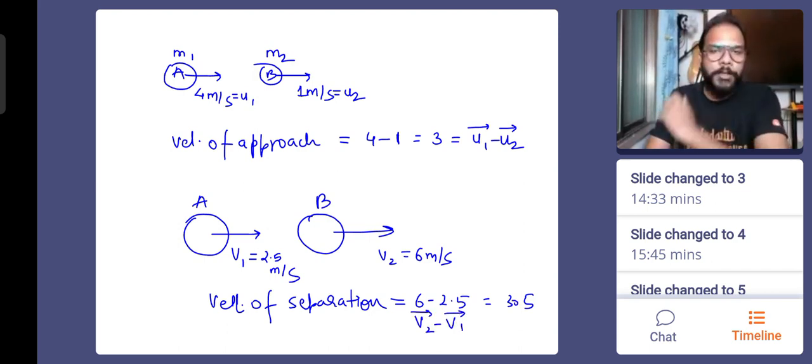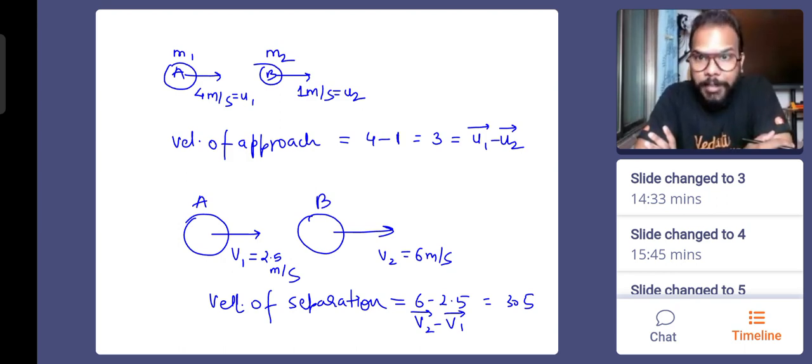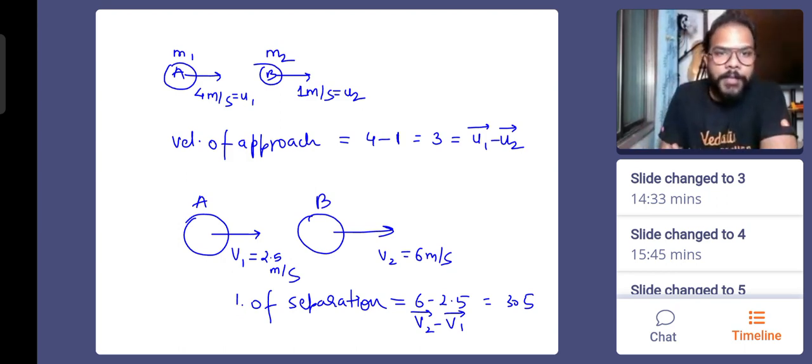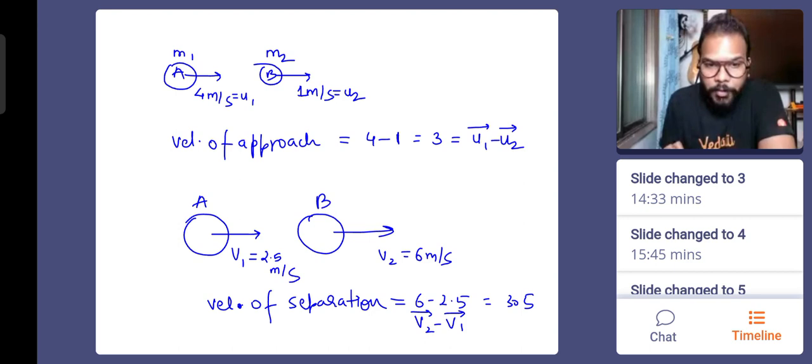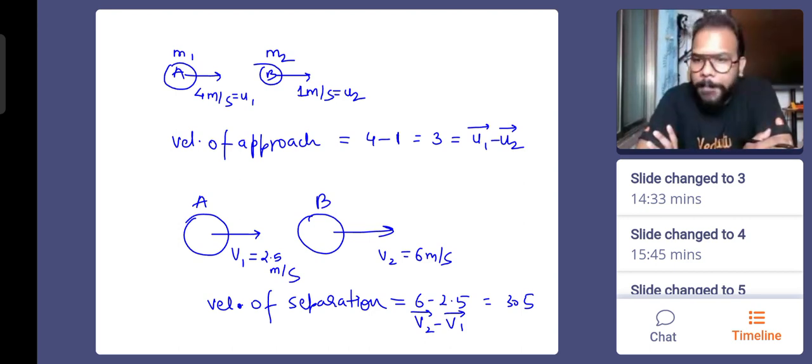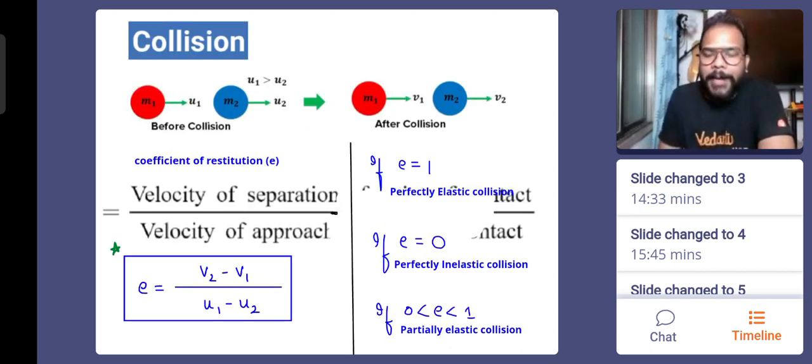Make sense? What is velocity of approach? The velocity with which two objects come closer to each other relatively. And what is velocity of separation? The velocity with which two objects go away from each other relatively. We know that velocity is a relative quantity. Understood? Make sense? Good. So that is how you will find out the value of E.